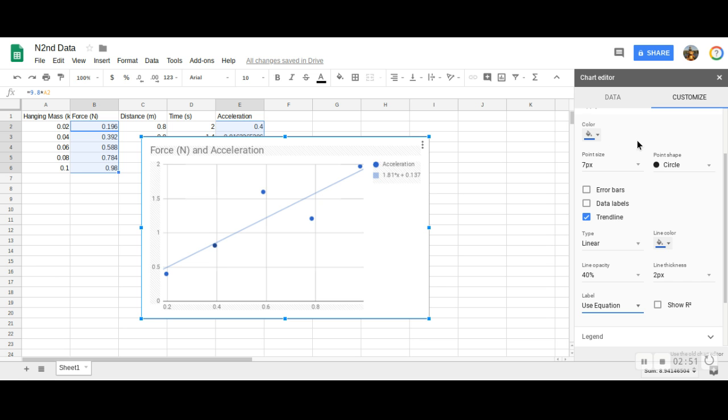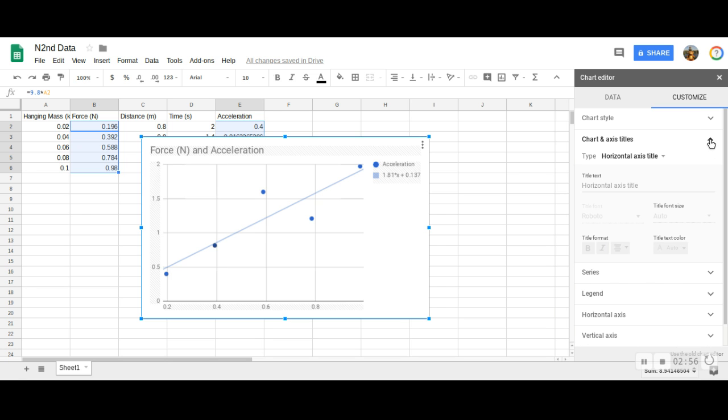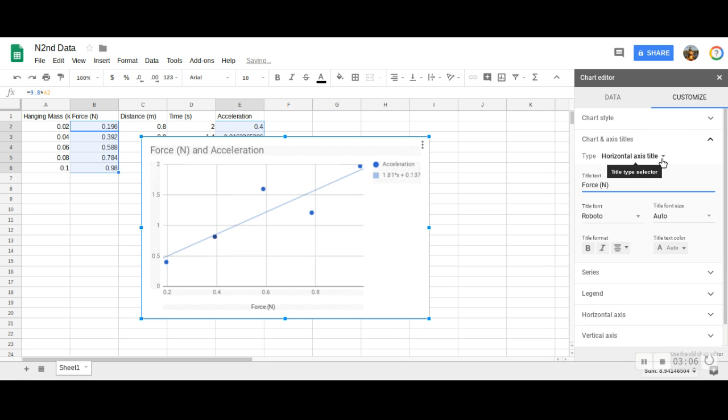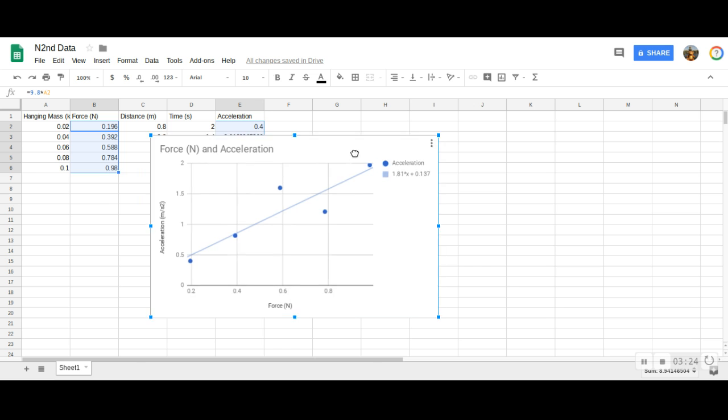To help me fix that up, we can do another cool thing. Under chart axis and titles, if I click here, the horizontal axis, I goofed that up. Horizontal axis is actually the force, so I could label that as force, and it's in newtons. Then click and change this. The vertical axis is acceleration, and that's in meters per second squared. There. Now I can move it over here, make it look a little bit nicer.